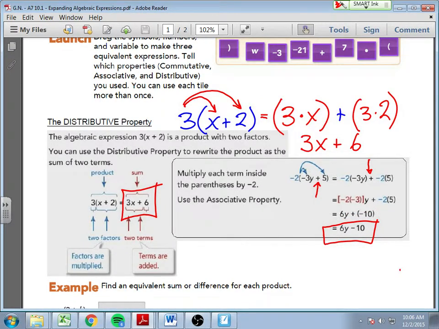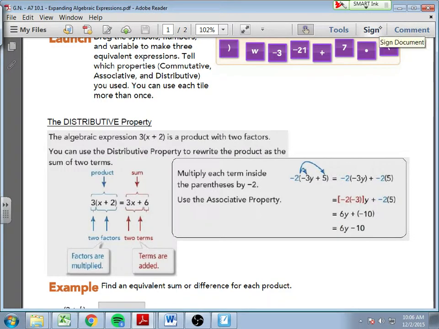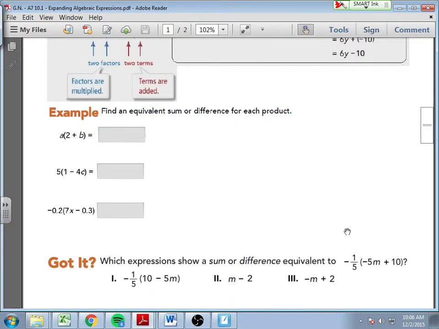Questions on how we distribute? Wait, why is it 6y minus 10? Because it was negative 2 times the 5, and that gave me a negative 10. So instead of writing plus the negative, they just made it subtraction. Oh, okay. Because it's simpler. You use one less symbol. So we want to find an equivalent sum or difference for each product.